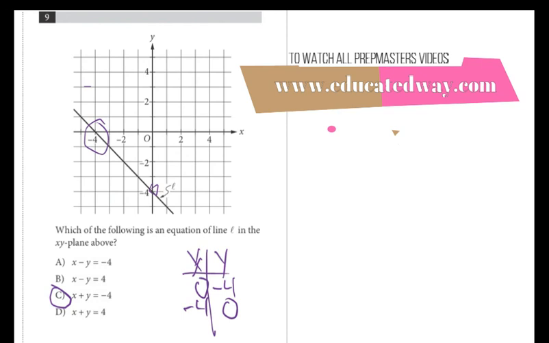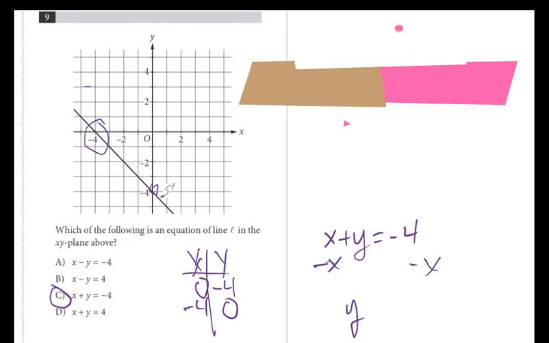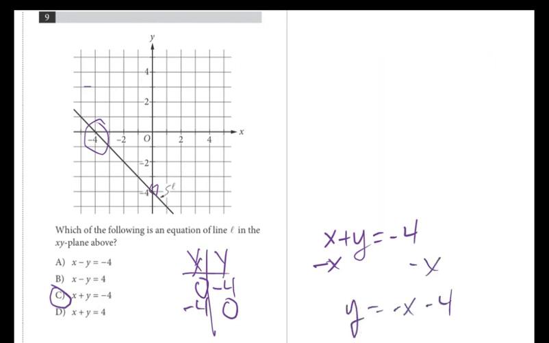You could have also done y equals mx plus b. I'll show you that way as well. If you have x plus y equals negative 4 and you want to put that into slope-intercept form, which is y equals mx plus b, you would subtract x from both sides of the equation. You get y equals negative x minus 4. What that means is we have a y-intercept of negative 4, which is right here, and our slope is negative 1, which means that we go down 1, right 1, down 1, right 1, down 1, right 1. So that shows that answer choice C.